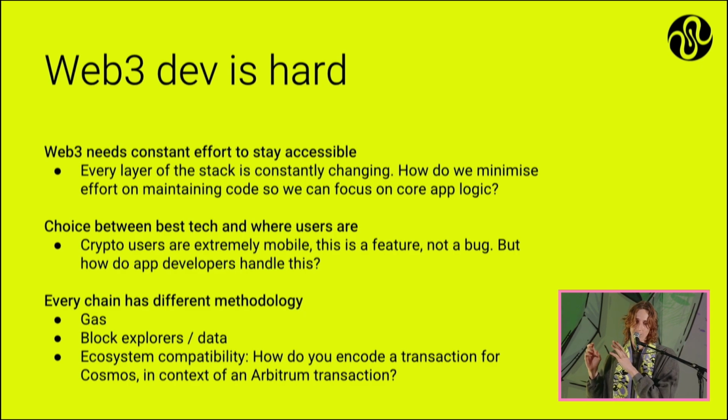For example, if you want to get a user to access your app in the Cosmos, but the user is on Arbitrum, how do you encode the data for the transaction on Cosmos in the context of a Solidity contract on Arbitrum? There's so much complexity there, and that's what Squid is trying to solve.